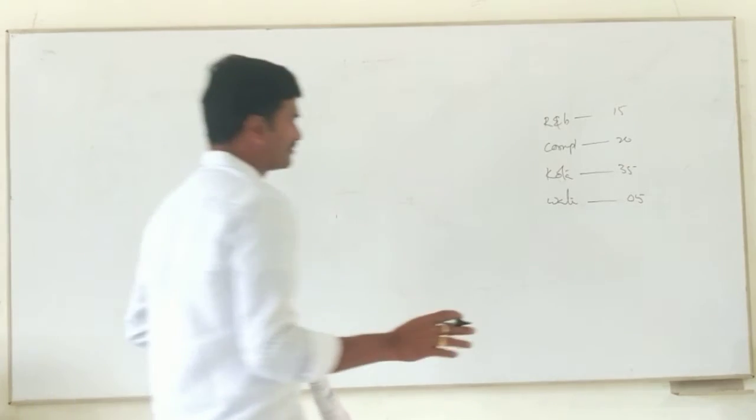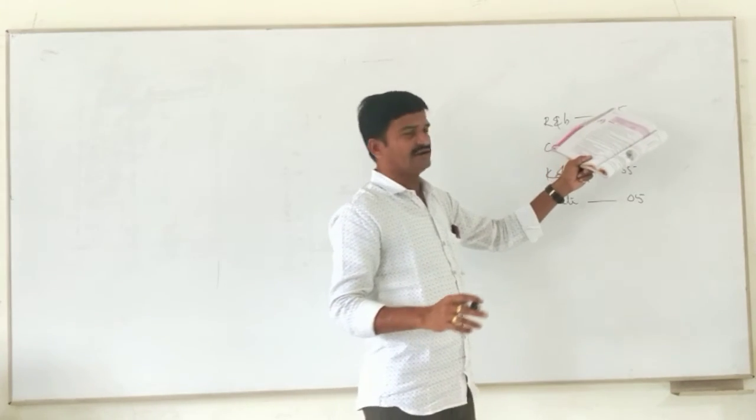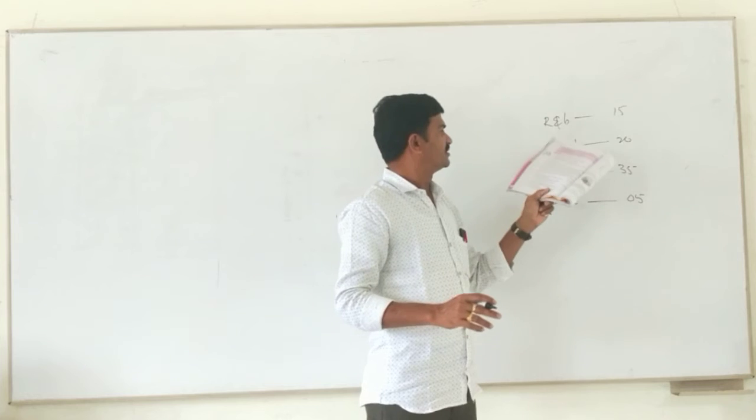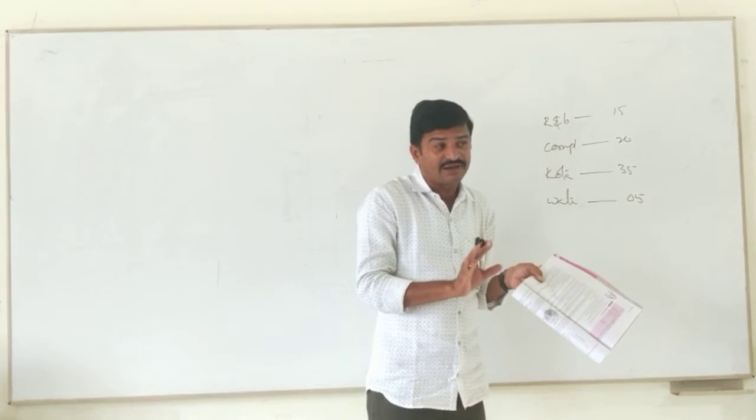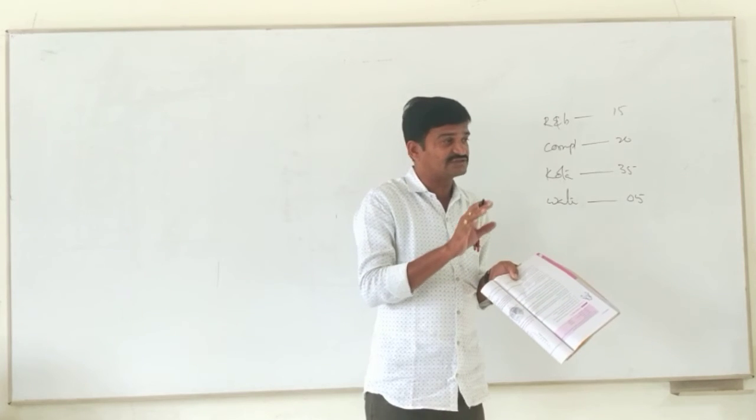Whatever it is, leave it, no problem. R&B area 15 letters, complex area 20 letters. This is an example. I am taking an example so that you can understand very easily.